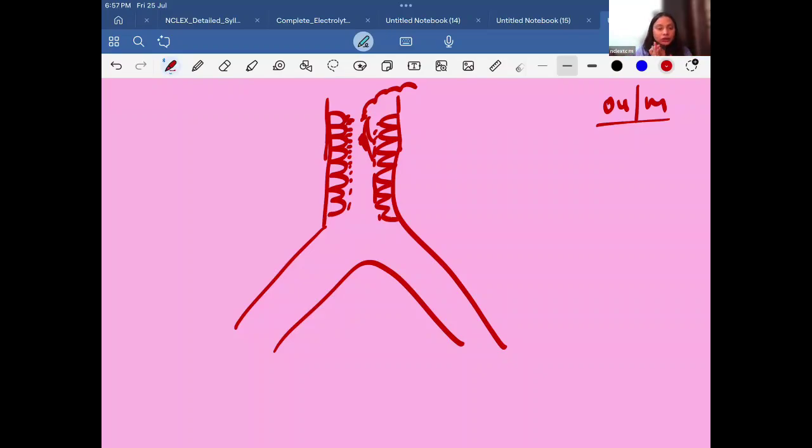But if a patient is having asthma, what will happen? These pollen grains will act as antigen in our body, and due to this antigen, an immune reaction will happen.